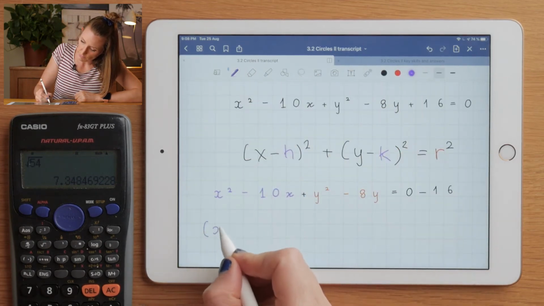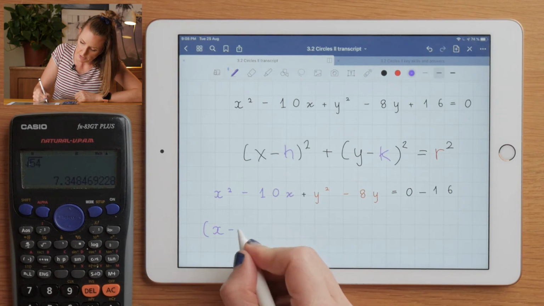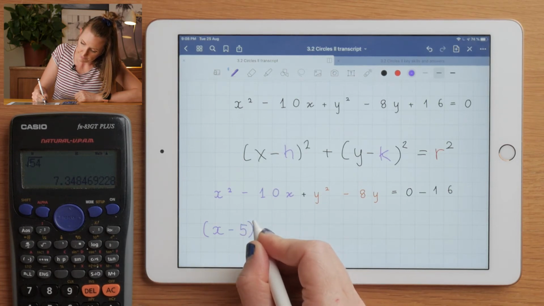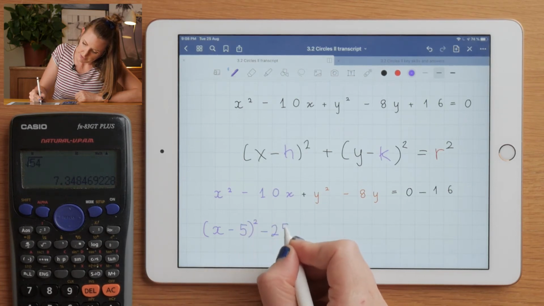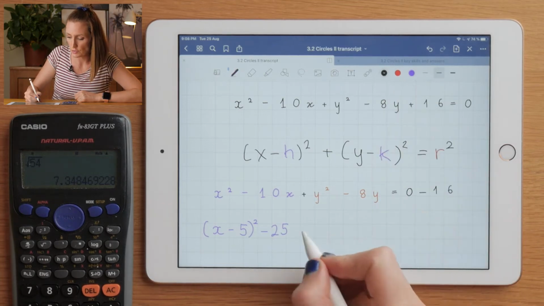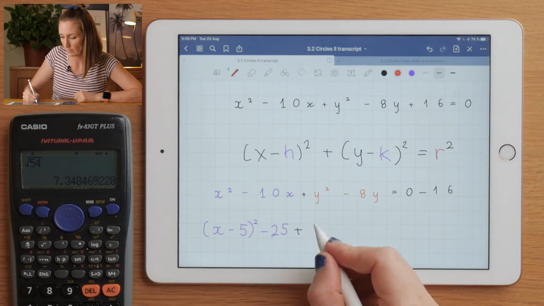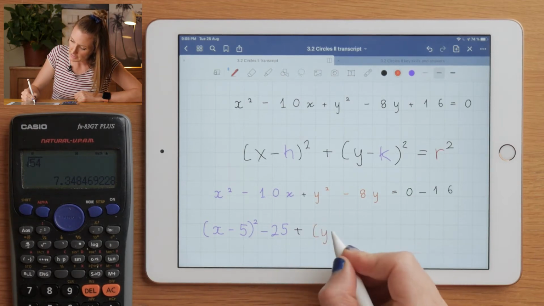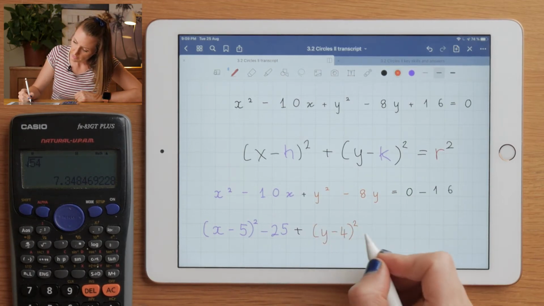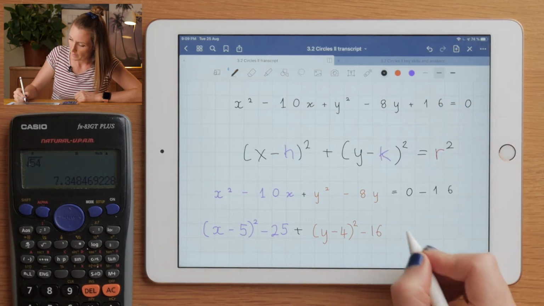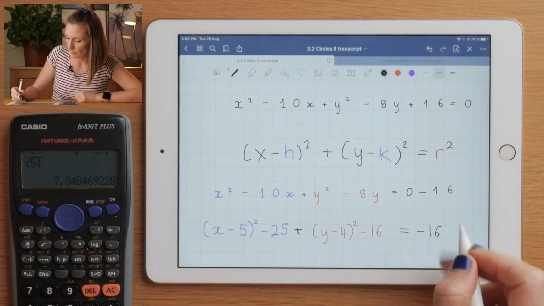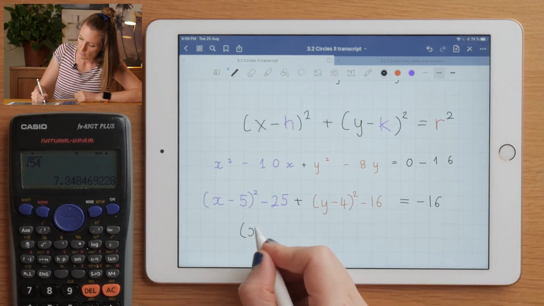Now to complete the square, I need to halve the minus 10. So that would give me minus 5. And then I need to subtract 25. If that's too fast for you, please go back and rewatch the complete the square videos. I'm going to halve the minus 8 to get minus 4, and I'm going to subtract 16. And at the moment, that's all equal to minus 16.